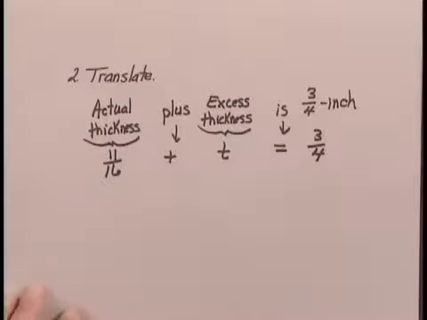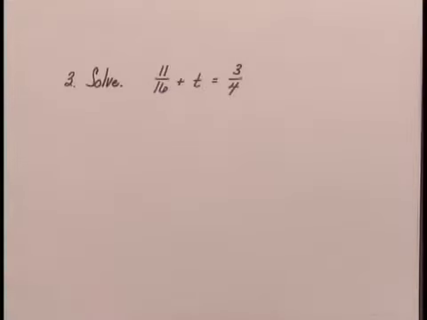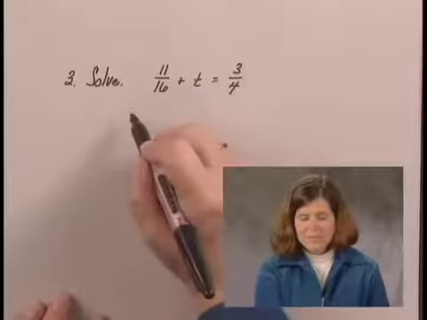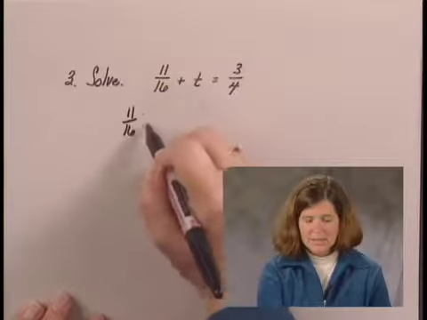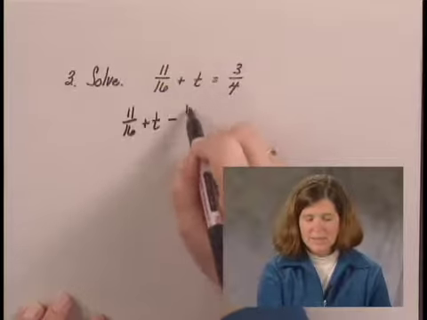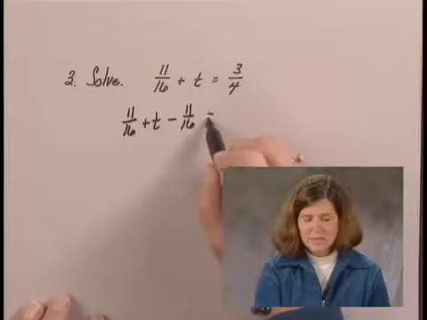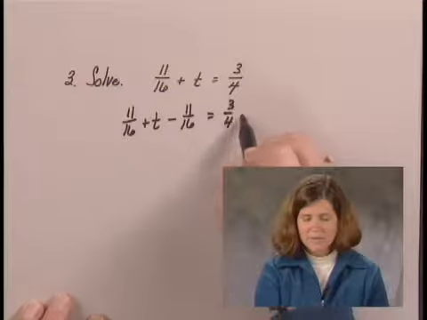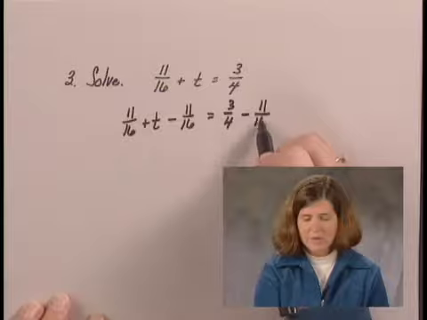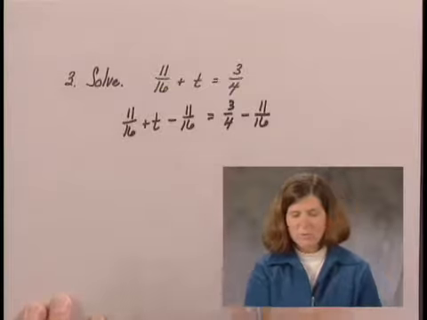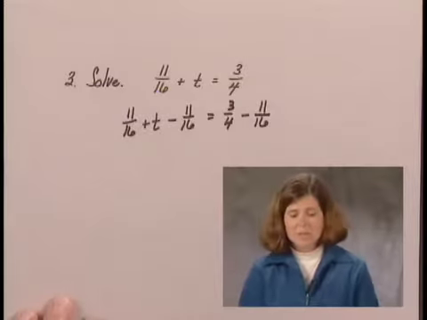3/4. Our third step is to solve the equation, and to solve we will subtract 11/16 on both sides of the equation. We have 11/16 plus T minus 11/16 equals 3/4 minus 11/16. We have an equivalent equation because we've subtracted 11/16 from both sides.